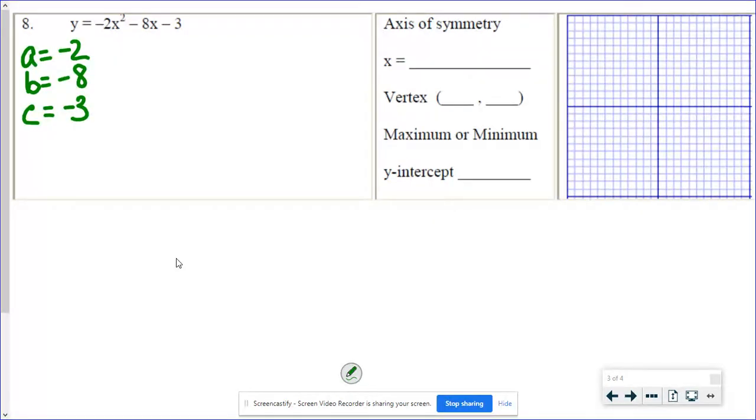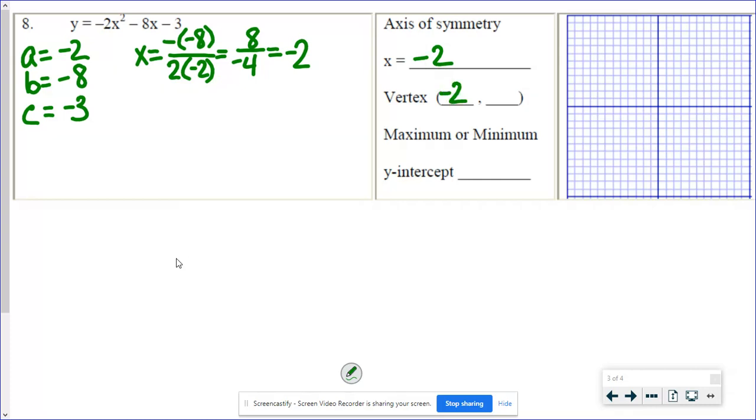So when I find my x for the axis of symmetry, x equals the opposite of B, which is negative 8, over 2 times A, which is negative 2. So in the numerator, I'm going to have the opposite of negative 8, which is positive 8. And 2 times the negative 2 is a negative 4. When we divide that, we get negative 2. So my axis of symmetry is at x equals negative 2. The beginning of my vertex is negative 2. And then again, I can graph the axis of symmetry.